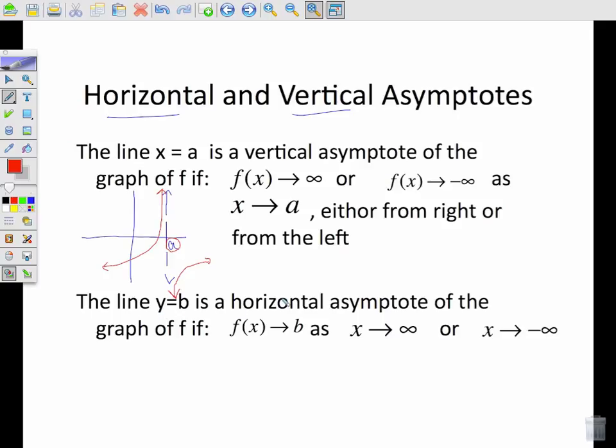The horizontal line y equals b is a horizontal asymptote of the graph of f if we've got the same situation. So now I could have a horizontal line, y equals b, as a horizontal asymptote, as long as my graph slowly approaches it as x approaches infinity.